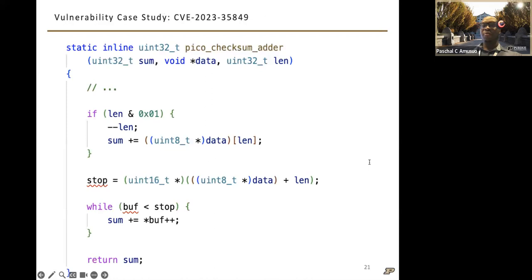Here we have an example of a vulnerability. This PicoTCP checksum adder function is called when PicoTCP tries validating the IP checksum field. The function is called with a pointer to the IP header and the IP header length gotten from the packet. Here it sums the bytes of the IP header, but the variable there, stop, depends on the length variable, which is the IP header length value gotten from the packet. Hence, by setting the IP header length field to a higher value, this block of code can read outside the bounds of the network packets.